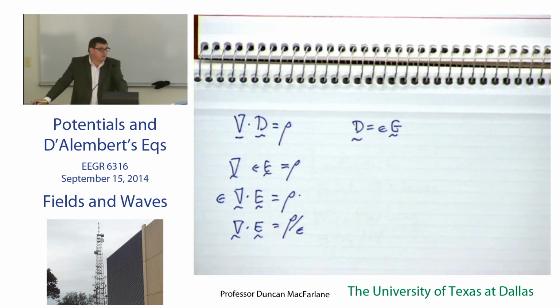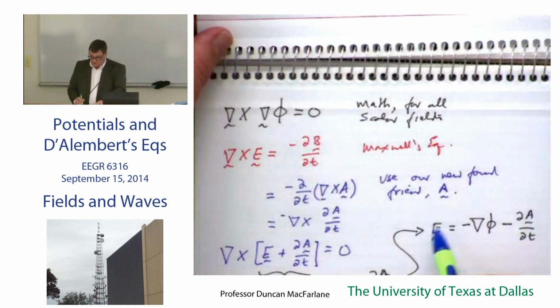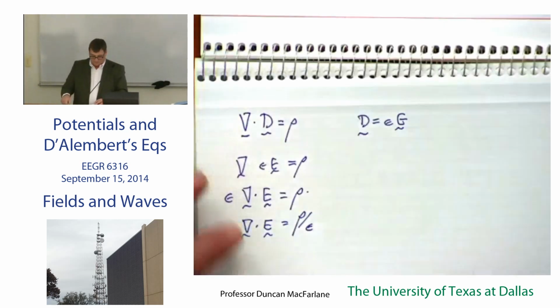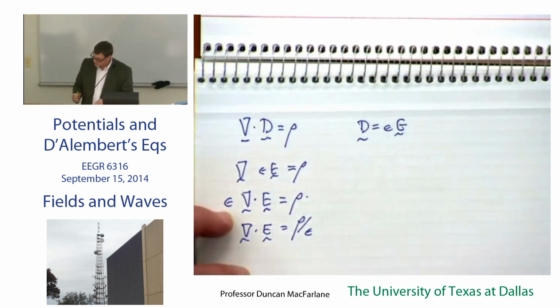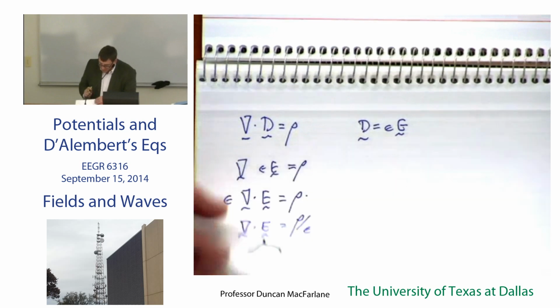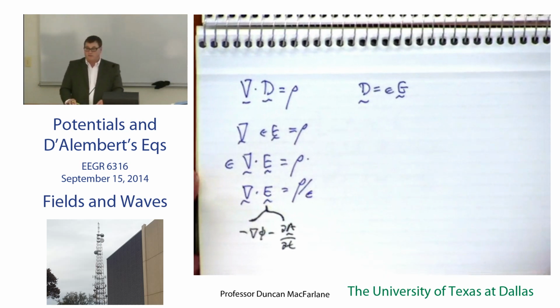Now I want to rewrite this equation in terms of the potentials. And the 2 potentials that I have are A and phi. So I know that my electric field can be written as minus the gradient of phi minus del A del T. That's what we found last time.